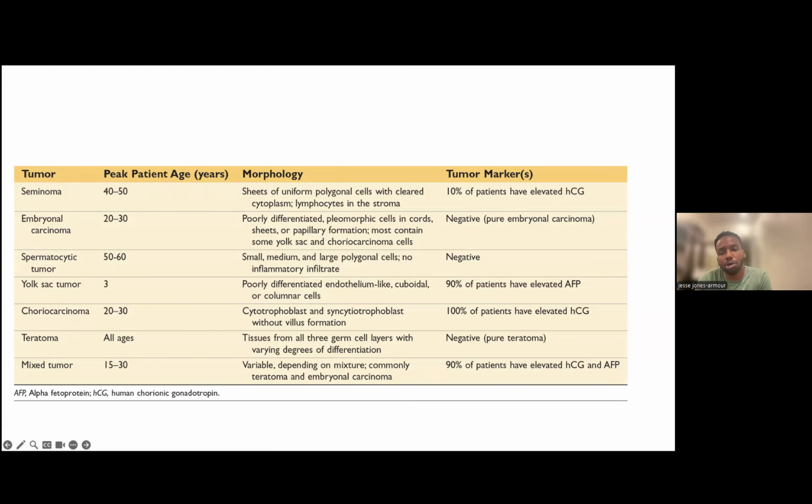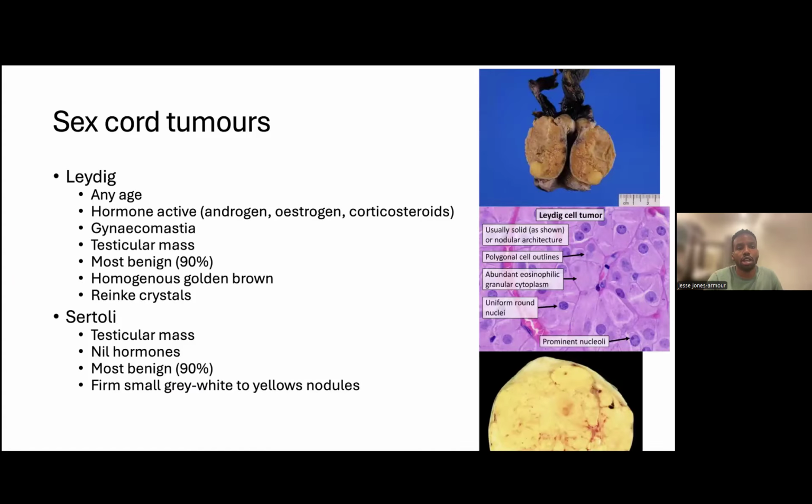You have a yolk sac tumor, up to 90% of them have elevated AFP. Your choriocarcinoma, 100% of them have elevated beta HCG. And your teratoma generally do not produce anything. However, they are most often mixed. And if they're mixed with yolk sac, you may have an AFP, or if they're mixed with choriocarcinoma, you may have elevated beta HCG. And when you do have a mixture in a teratoma, sometimes it picks up the prognosis of the lowest prognosis cell type.